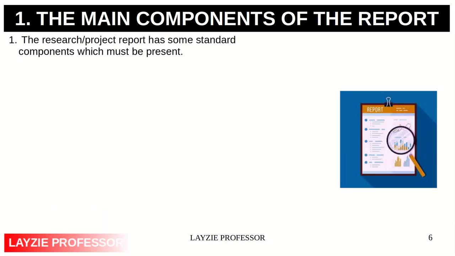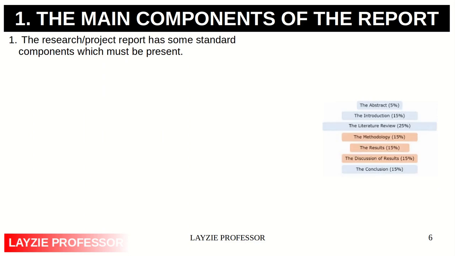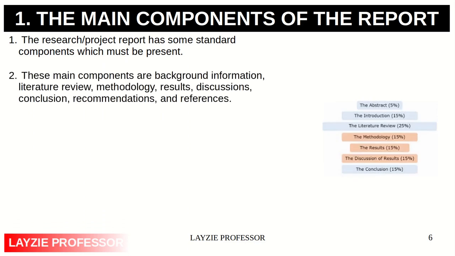Usually the research project report that you are going to write as part of your final year project work has some standard components in it which must be present. And these standard components must be there regardless of the kind of institution that you are in, because across the various tertiary institutions that write project reports, these are things that must be there. And these components include the background information, the literature review, the methodology, results, discussions, conclusion, recommendations, and references.